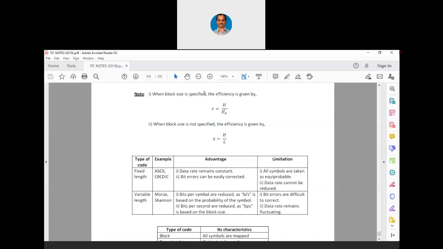When the block size is specified, the efficiency is given by E equals H by Hn cap. And when the block size is not specified, the efficiency is given by eta equals H by L.